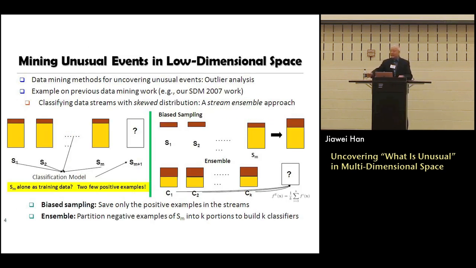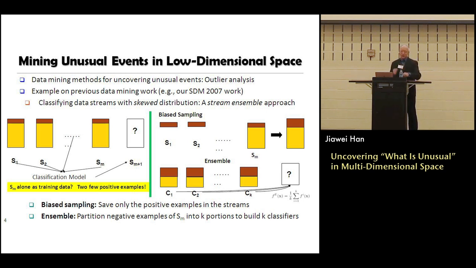Let me give you an example. Years ago, we did a study on online data streams, on whether we can find something unusual, which we call outliers. The method we used works for low dimensional space, but may not work in very high dimensions. Of course, today's talk will focus on high dimensions. However, I will show one example in low dimensions, where data mining may help if you want to find outliers.